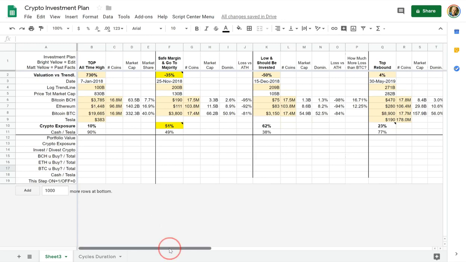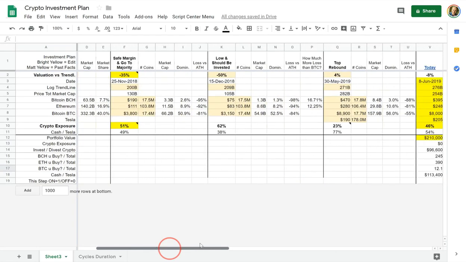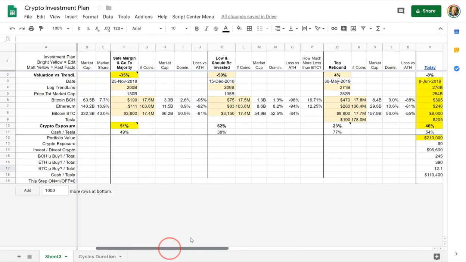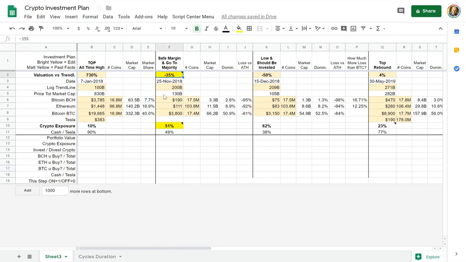And here is a short explanation of how the sheet works. The most important thing is to set your own variables for when you want to buy and for how much. For me, I decided that I want to go to a majority at minus 35% undervaluation. And for me, a majority is 51%, but you can change that. You can set this higher or lower, and this too. But I think that's the wise strategy. You can read why I think that's a good idea when you click on it.